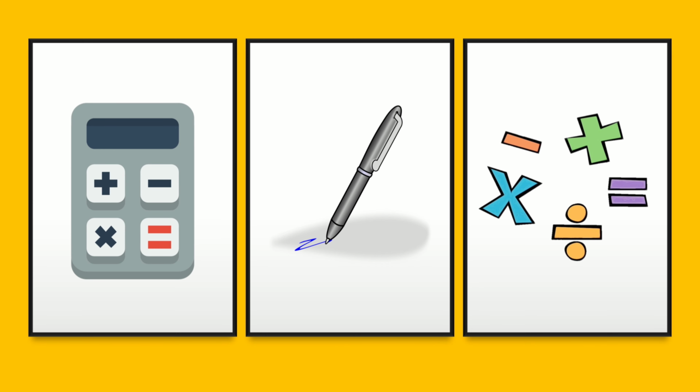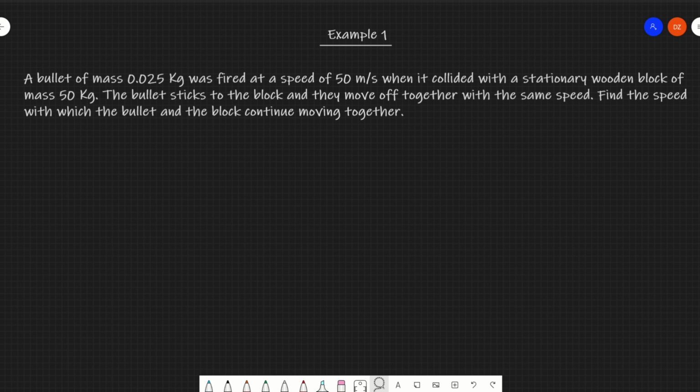Let's work out two examples to make sure that you are understanding how to work out problems related to inelastic collisions. Okay, so let's look at example number 1. A bullet of mass 0.025 kilograms was fired at a speed of 50 meters per second when it collided with a stationary wooden block of mass 50 kilograms. The bullet sticks to the block and they move off together with the same speed. Find the speed with which the bullet and the block continue moving together.